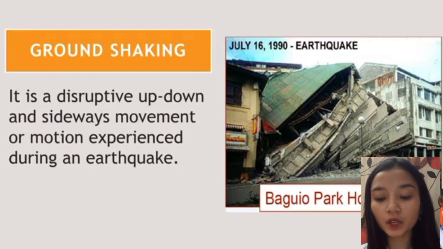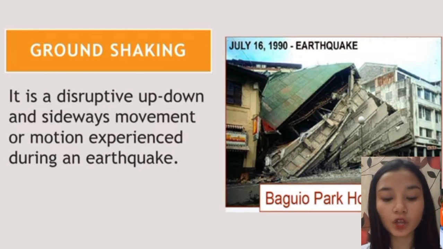Okay, when we say ground shaking, it is a disrupted up, down, and sideways movement or motion experienced during an earthquake. Because of this motion, it will contribute also to the destruction of property or damage to the property, as you can see in the picture itself.